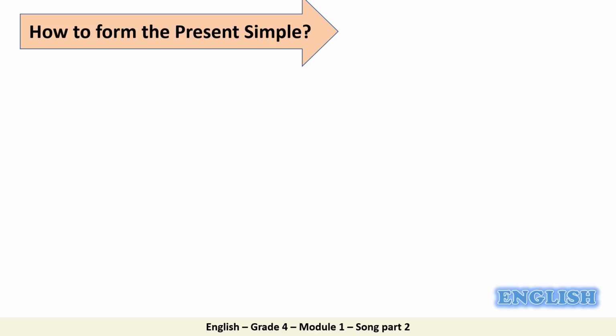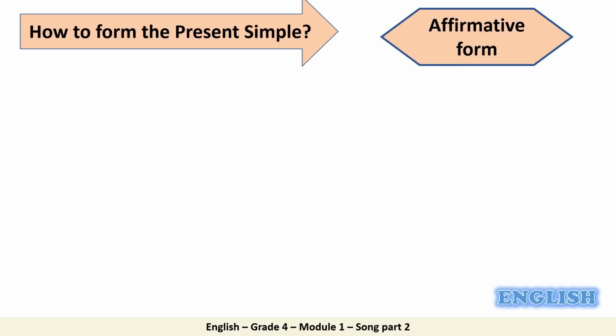Now we need to learn how to form the present simple. We are going to start with the affirmative form, which means normal sentences. Okay, now the pronouns are divided into two families, good family and bad family.